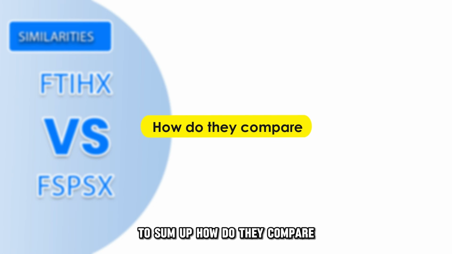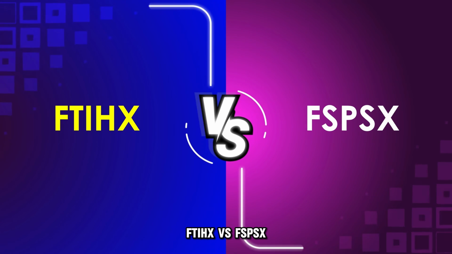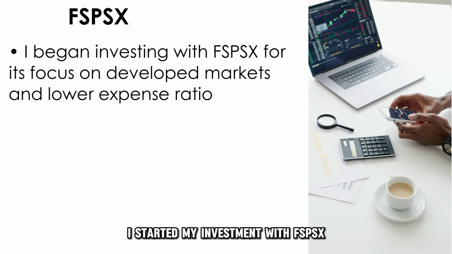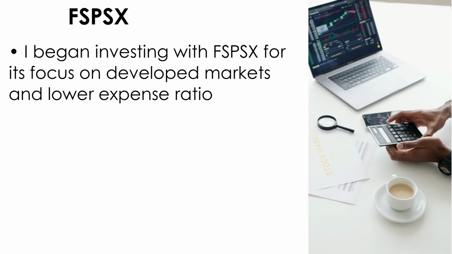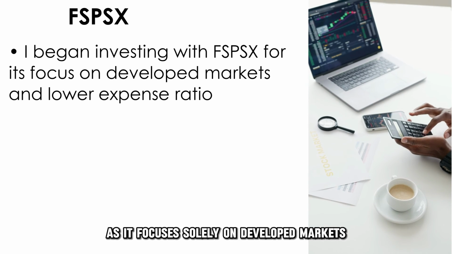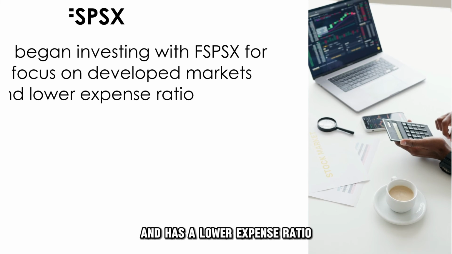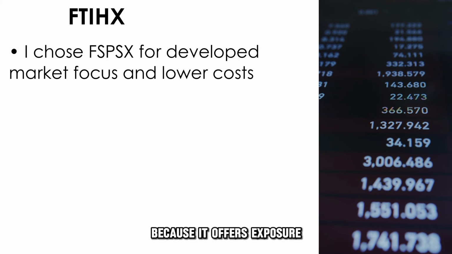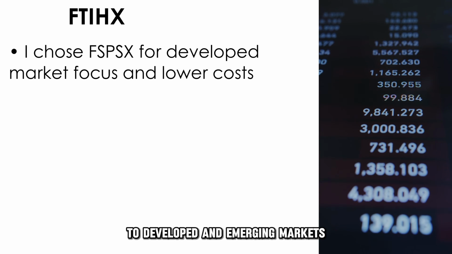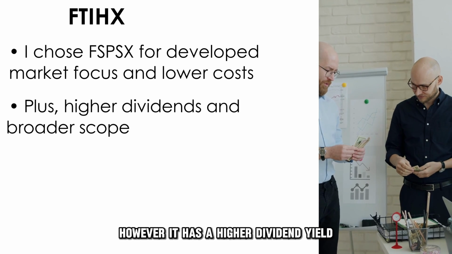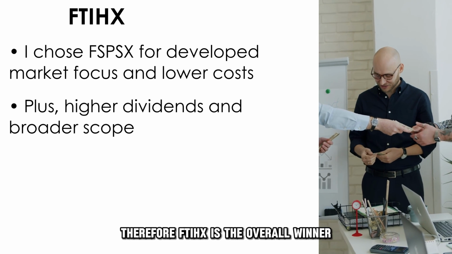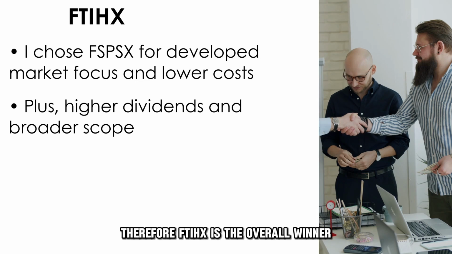To sum up, how do they compare? FTIHX versus FSPSX. I started my investment with FSPSX as it focuses solely on developed markets and has a lower expense ratio. However, I like FTIHX because it offers exposure to developed and emerging markets. However, it has a higher dividend yield and a broader investment scope. Therefore, FTIHX is the overall winner.